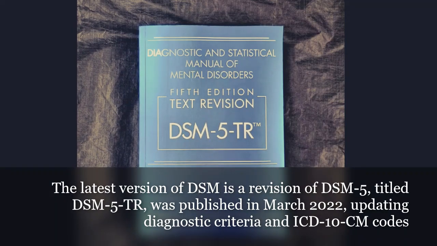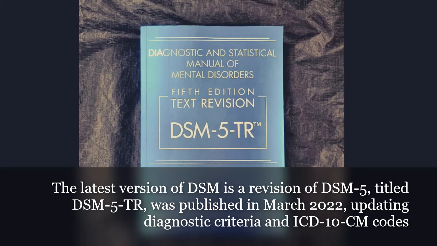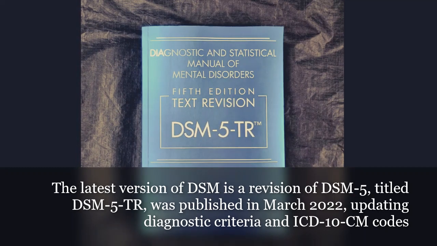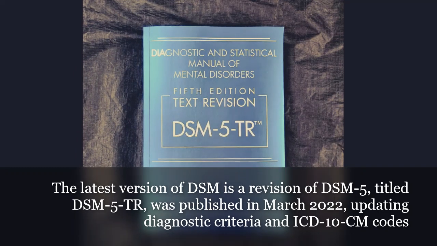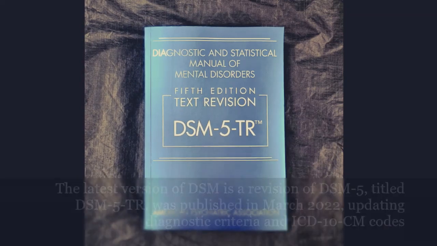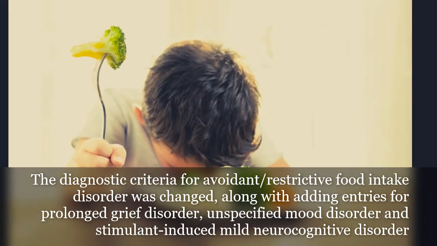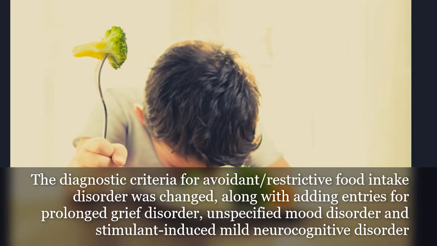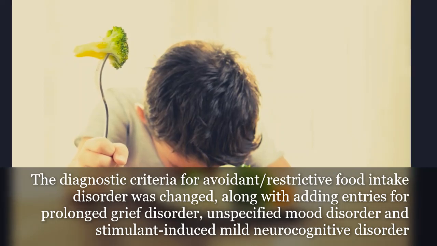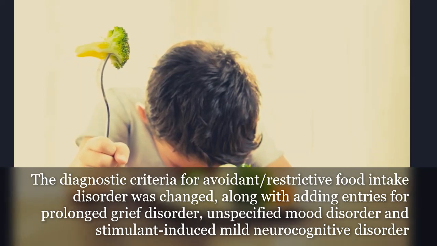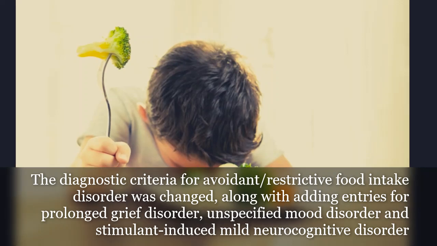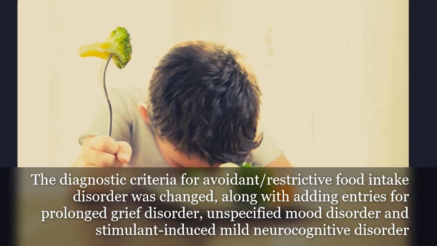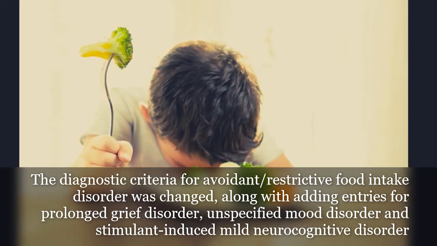The latest version of DSM is a revision of DSM-5 titled DSM-5-TR, published in March 2022, updating diagnostic criteria and ICD-10-CM codes. The diagnostic criteria for avoidant restrictive food intake disorder were changed, along with adding entries for prolonged grief disorder, unspecified mood disorder, and stimulant-induced mild neurocognitive disorder.